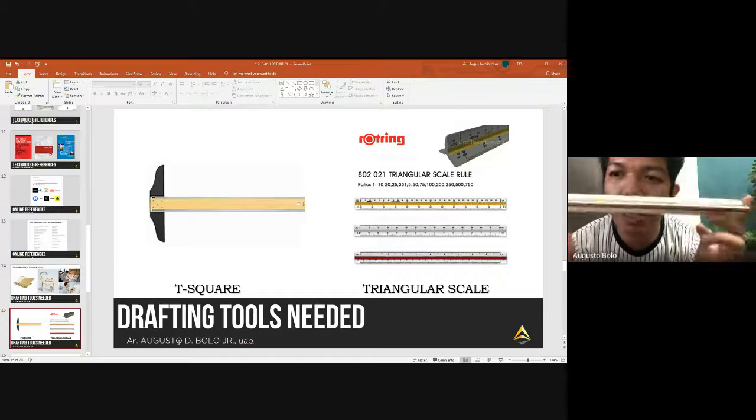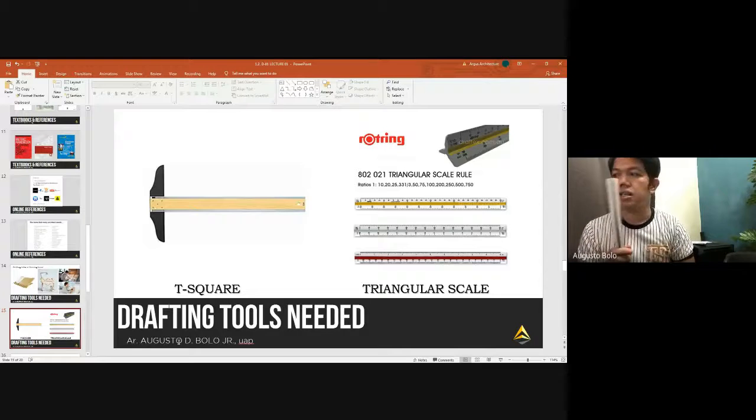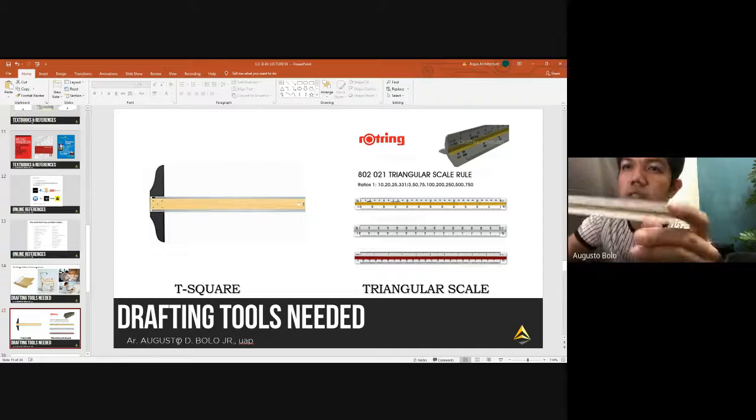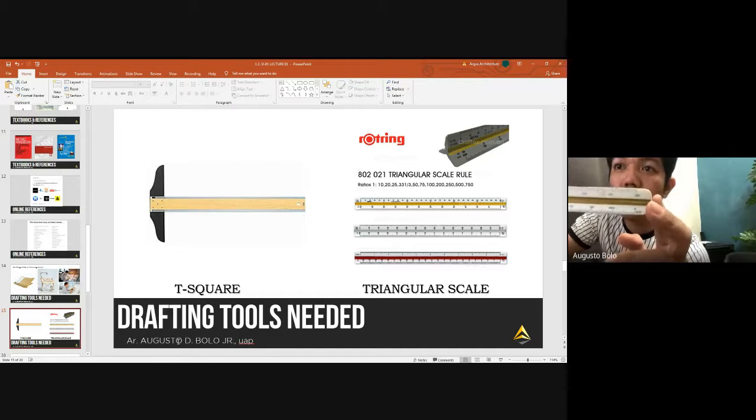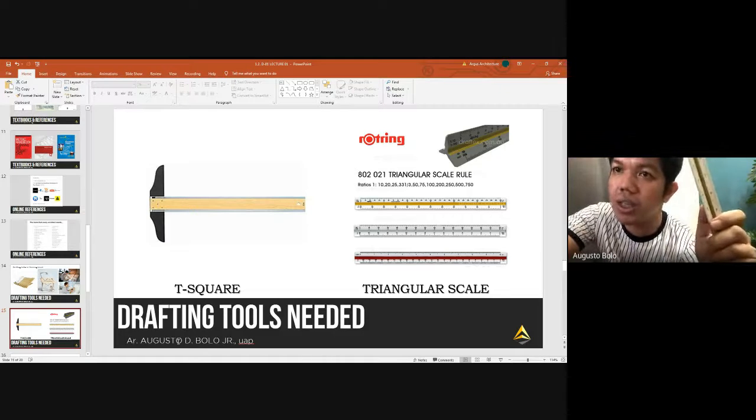So okay siya. Ito yung pinaka kumbaga mga weapons natin. If there will be a war for architects, we have the weapons already, such as this, and the triangles. Kaya makikita din sa mga visualizations, yun yung madalas na hawak ng archi. So this is the triangular scale. It comes in various units such as 1:10, 20, 25, 33 1/3, 50, 75, 100, 200, 250, and so on.